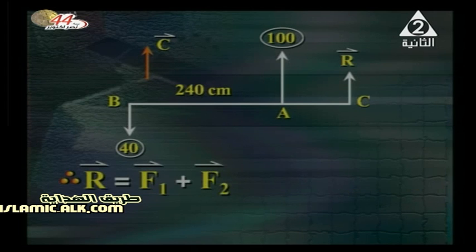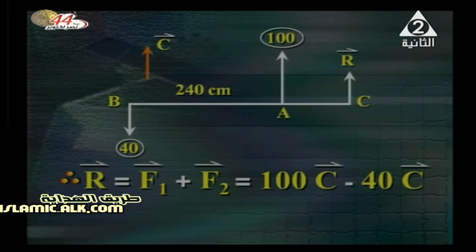After that, we have the resultant of the two forces, the sum of the two forces. R vector equals F1 plus F2 vector, equals 100C minus 40C, equals 60C. In this case, dear student, R equals F1 plus F2, but F2 is in the opposite direction, so it must be negative 40. Then R equals 100C minus 40C, equals 60C.